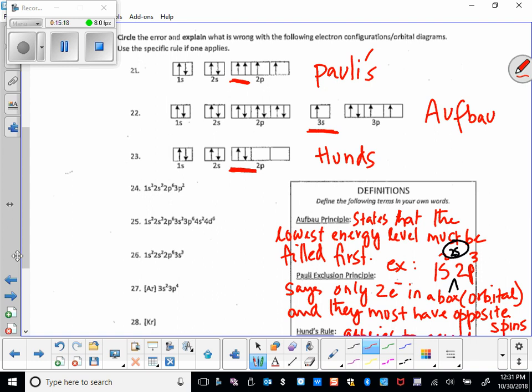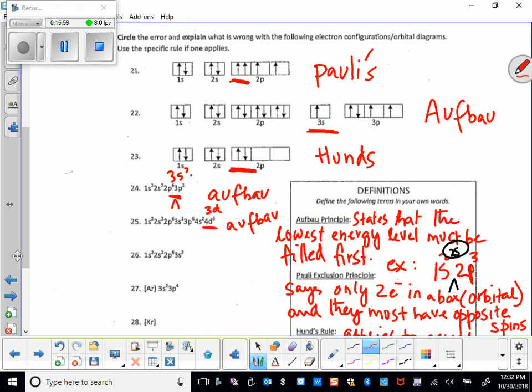So let's go down. Let's look at this example. 1s2, 2s2, 2p6. What fills after 2p6? 3s2. Where is the 3s2? So this is Aufbau's rule. So let's see. 1s2, 2s2, 2p6, 3s2, 3p6, 4s2. What fills after 4s2? It should be 3d. So it should be 3d, not 4d. Again, this is Aufbau's rule.